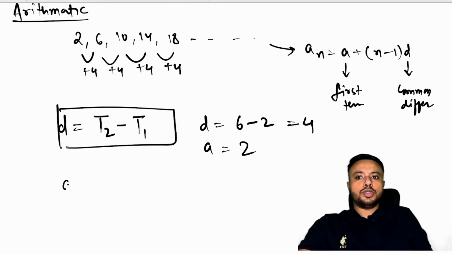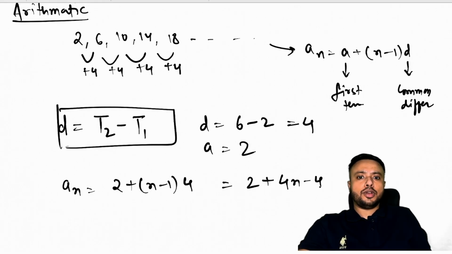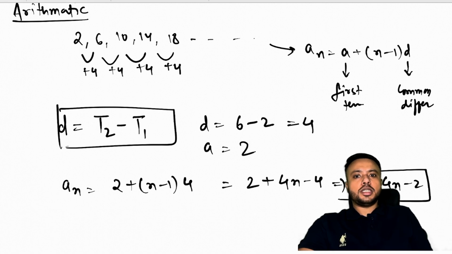So we can directly use a_n equal to 2 plus n minus 1 times 4, and we will just simplify it. So 2 plus 4n minus 4. So the general rule for this would be a_n equal to 4n minus 2. So this is the general rule of this particular sequence.